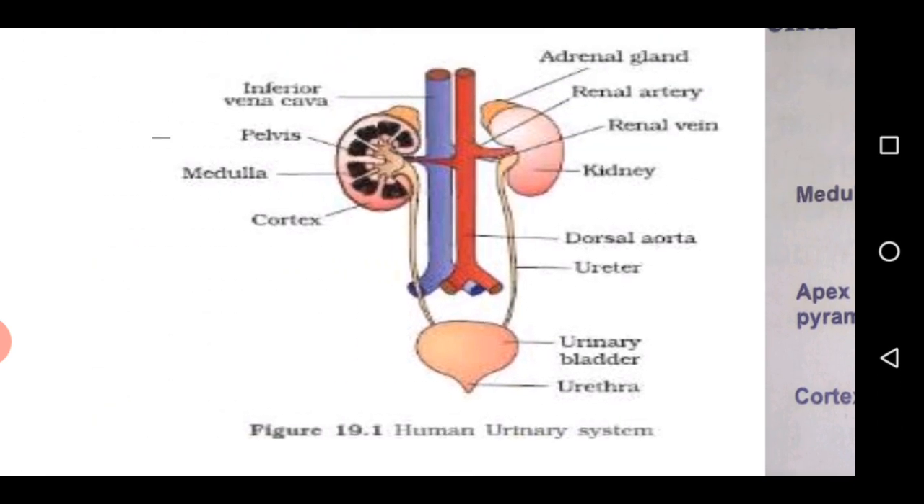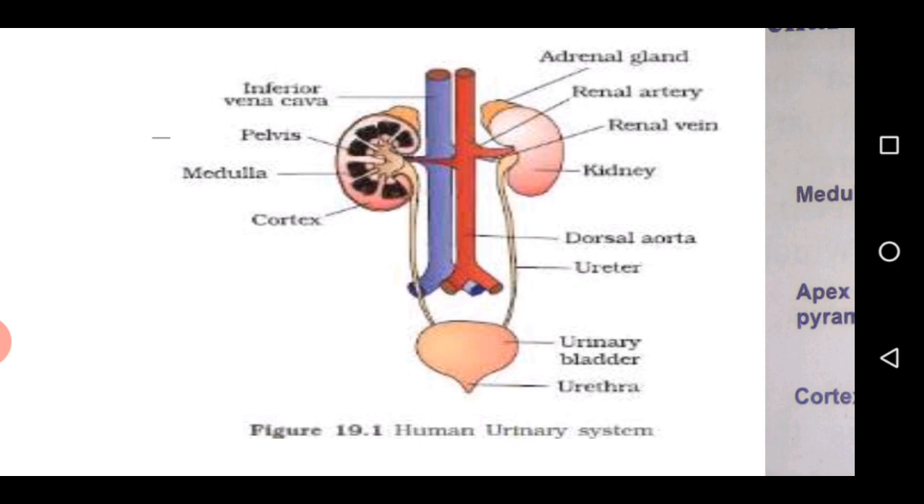At the other side, I hope you can see the inferior vena cava. That is a big blood vein. It is a big vein which supplies a renal vein.